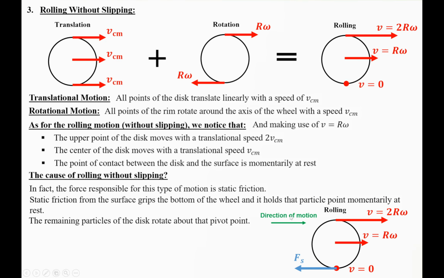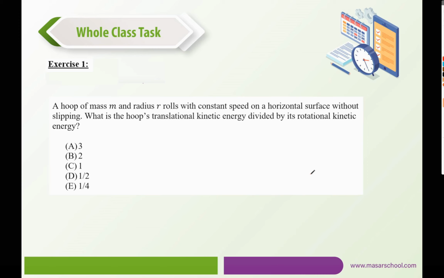The remaining particles of the disk rotate about that pivot point. So here we're considering rotation about this pivot point and not the axis of the wheel itself. So we're assuming that the wheel is rolling around this pivot point. And now for the rest of the video, we're gonna solve some exercises.